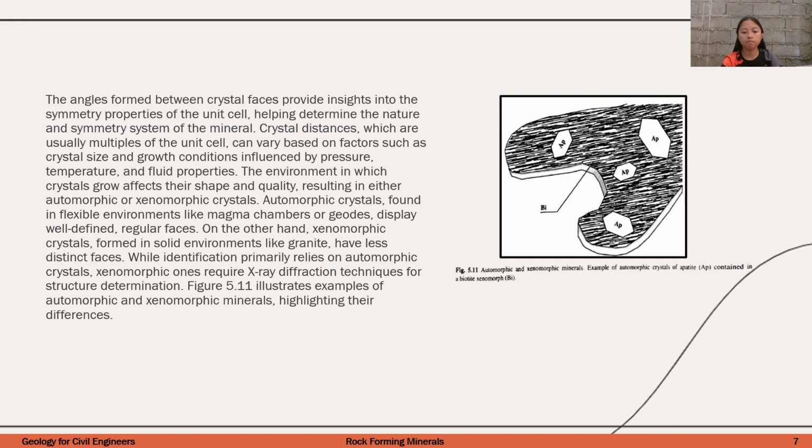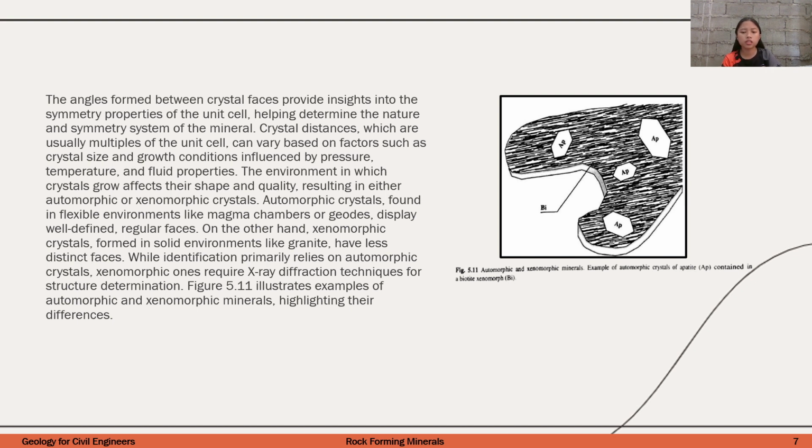So, yung angles between crystal faces nag-indicate sa symmetry of the crystal's unit cell. And yung distances between faces are often related sa unit cell size pero nagba-vary siya due to factors like size, pressure, and temperature.